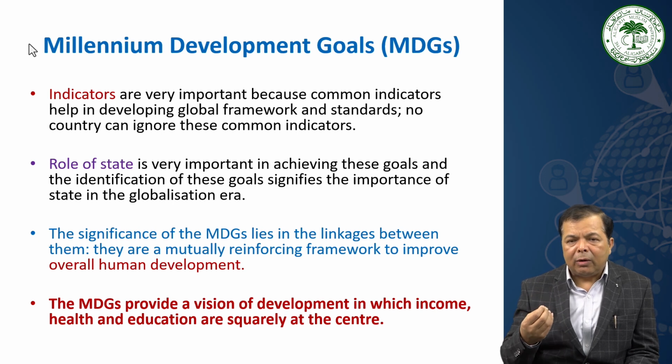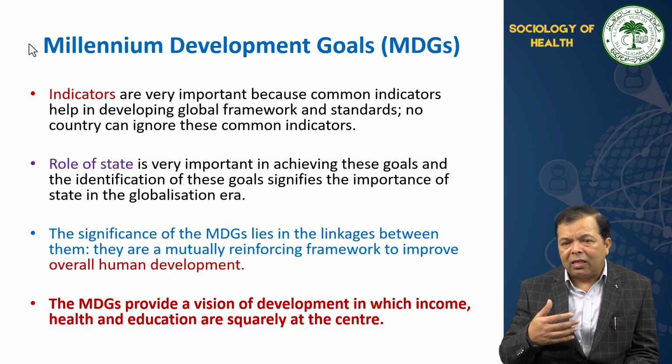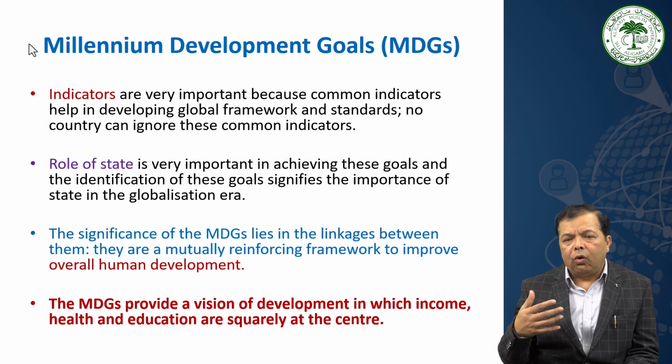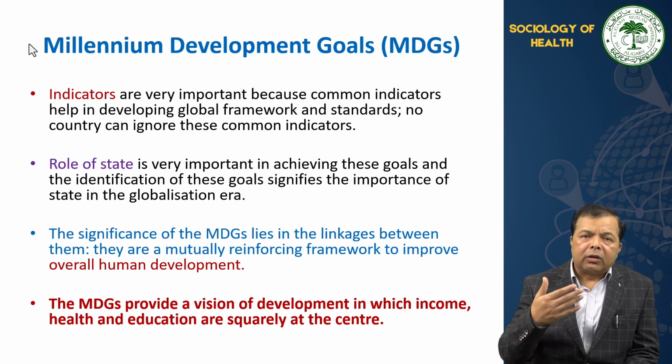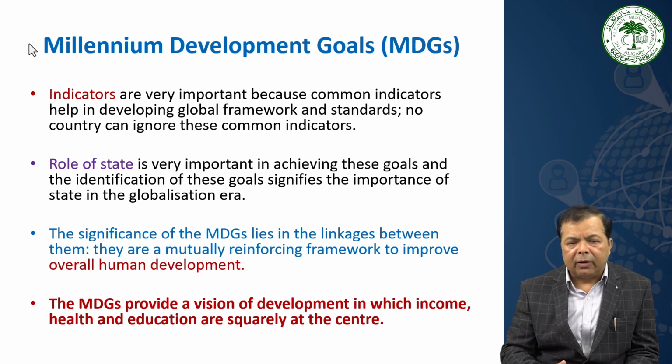That means the Millennium Development Goals focus a lot on health, and then on education and income, and then some of the other necessary things like sustainability and global partnership and empowerment. Then we need to understand the indicators also. Indicators are very important because common indicators help in developing global framework and standards. No country can ignore these common indicators. So for measuring those goals, there were certain indicators, and these indicators can be easily defined and identified even at a numerical level.